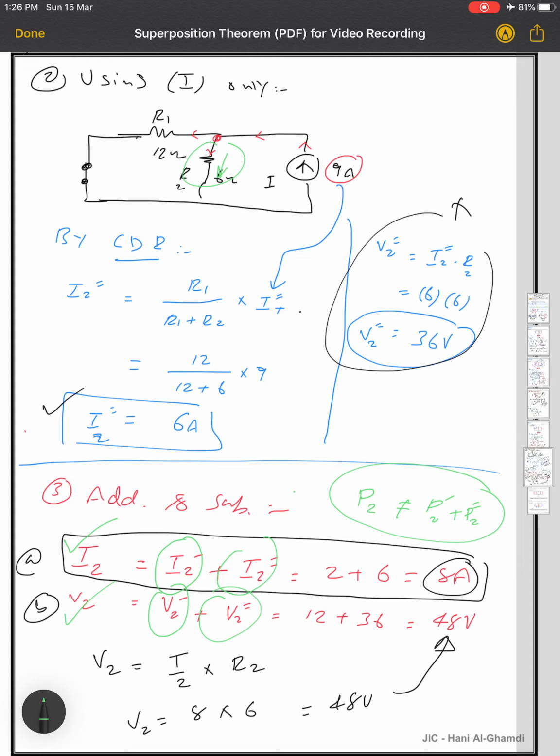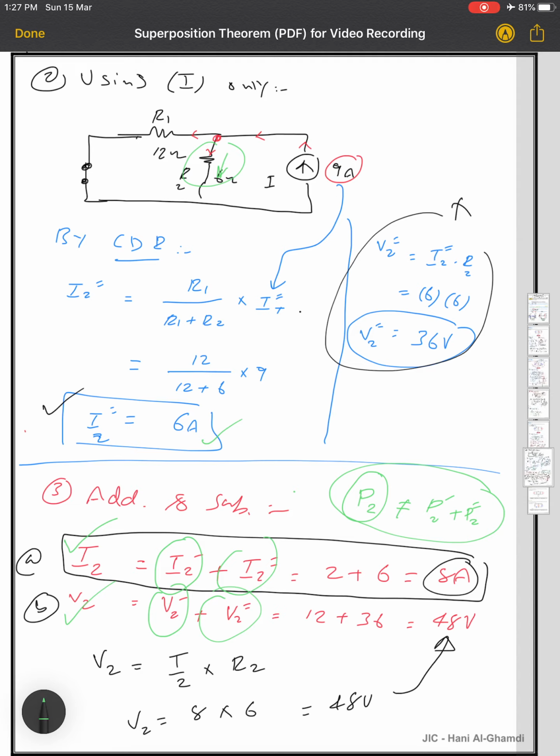What I need from you guys: you have the value here, for example, for I2 double prime, and you have R2. Just find P2 double prime, and again find P1 prime, then add them, and check it with the P2 actual. You may ask me how to find P2 actual, teacher?